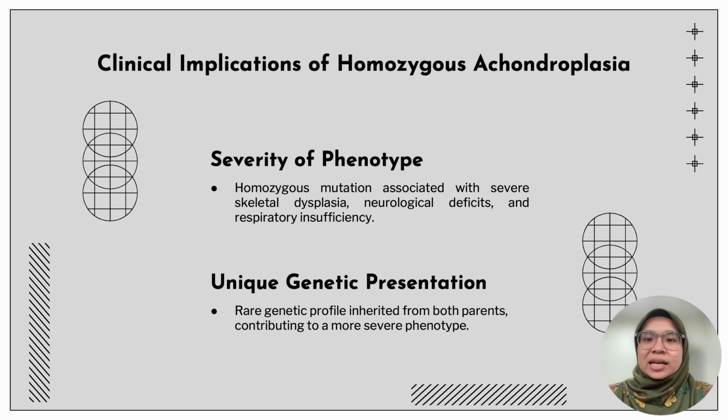While achondroplasia is typically caused by heterozygous mutations, the patient described here has a homozygous C1138G>A mutation in the FGFR3 gene inherited from both parents. This rare genetic profile is associated with a much more severe phenotype, making this case significant for advancing our understanding of homozygous achondroplasia and its clinical implications.